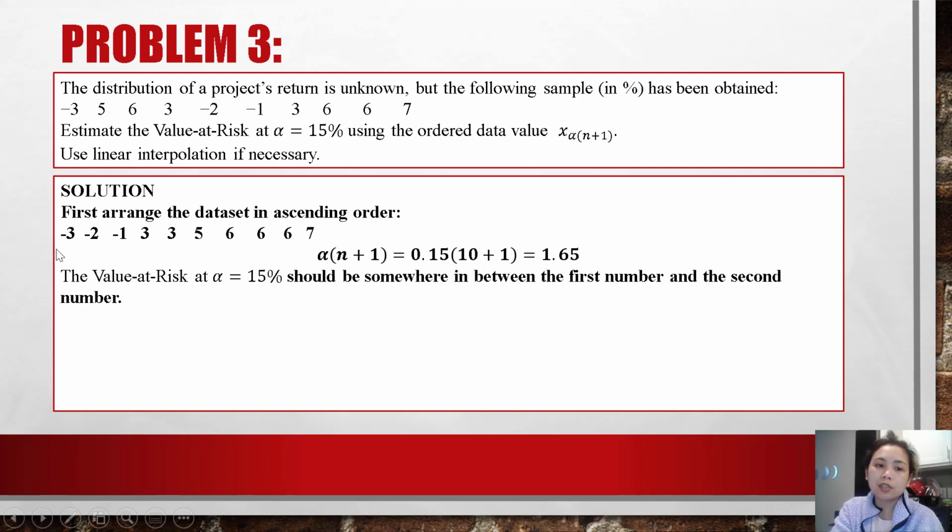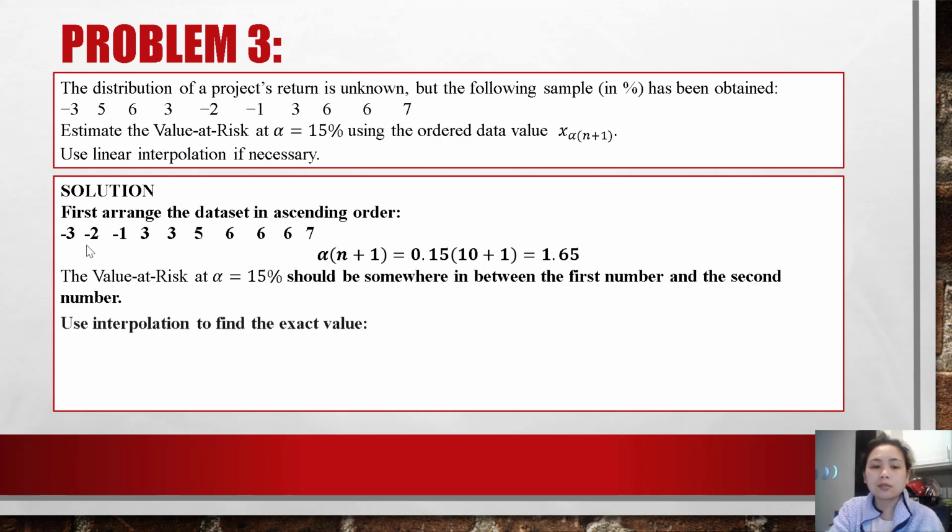Here the first number is -3 and the second number is -2. So the value at risk should be somewhere between -3 and -2. For some simple calculation, some people take the average. But for precision, we need to find the exact value, so we are going to apply linear interpolation.